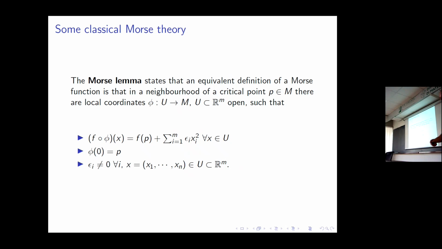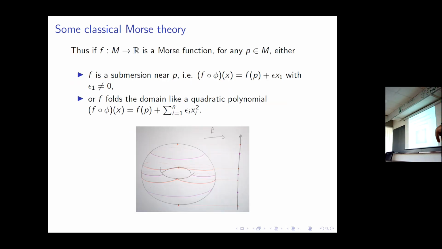It says that around a point that's not critical, the function in coordinates looks like a non-zero linear function. So around a critical point, your function is folding the manifold in some prescribed way. When you have a Morse function, at a point it's either locally a submersion, looking like a linear function, or locally it folds like this quadratic function. And so in this case, you have a fold point here, a fold point here, here, and here, and everywhere else it is locally linear.